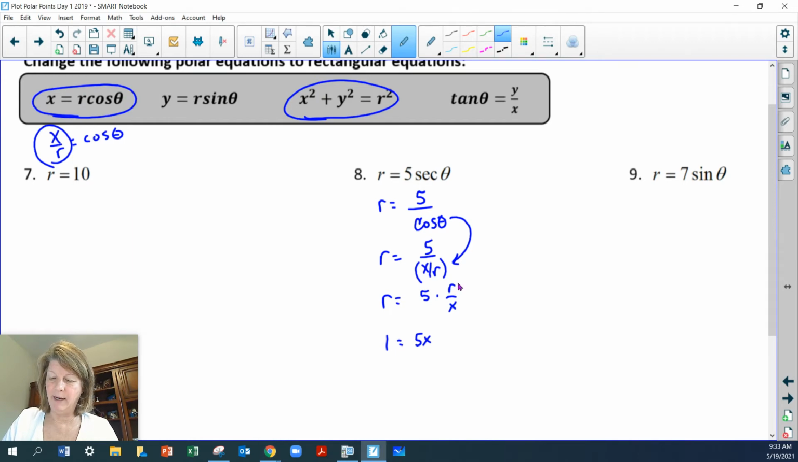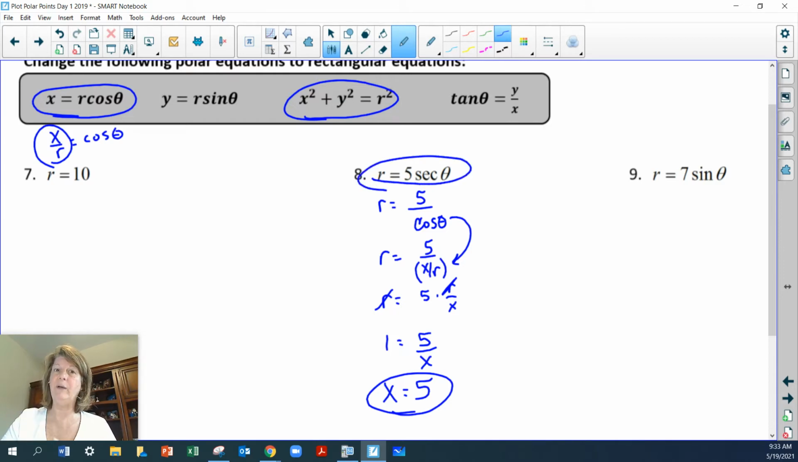Here I could divide by r, and I did, and that's what gave me the 1. The problem is x sits on the bottom here, not multiplied. That's a 5 over x. Now let's multiply both sides by x, and we get x equals 5. There we go. Vertical line, x equals 5. So this too is a vertical line, is what that's telling me.